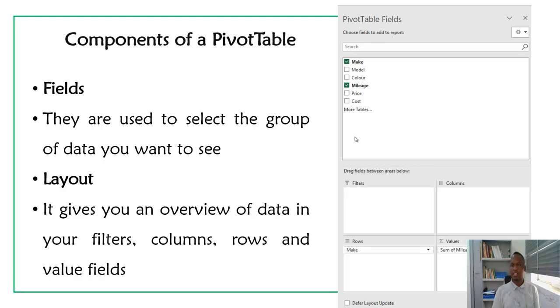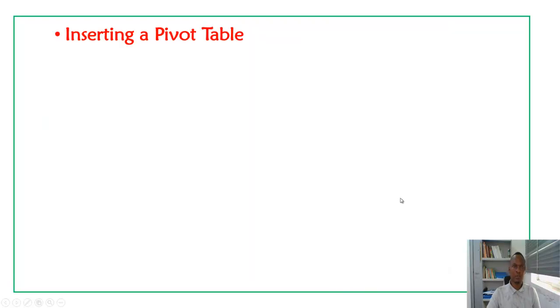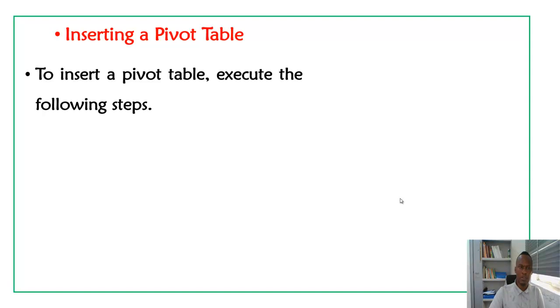Now let's see what the pivot field window looks like. This is an example of how the pivot field table looks. It's telling me that I've selected the manufacturer, that is the make of the car. I've also selected the mileage of the car. And in my different fields, I have the filter section, that is the column you want to use to select the data you want to see. We also have the column section, the row section, and the values section.